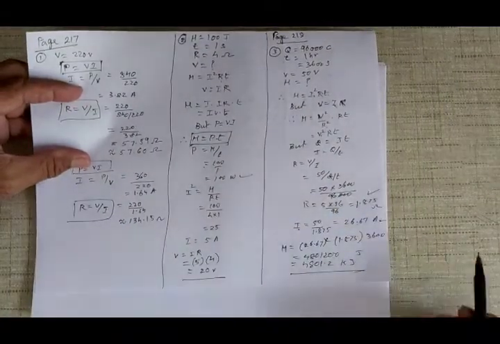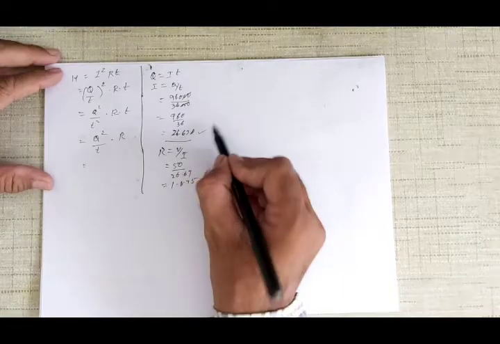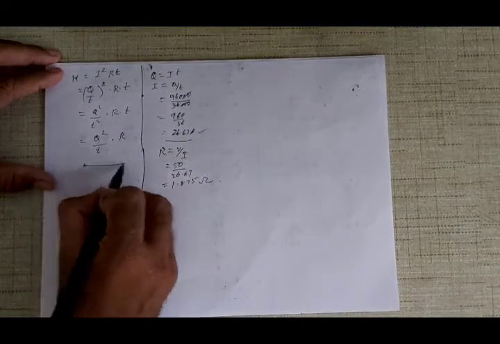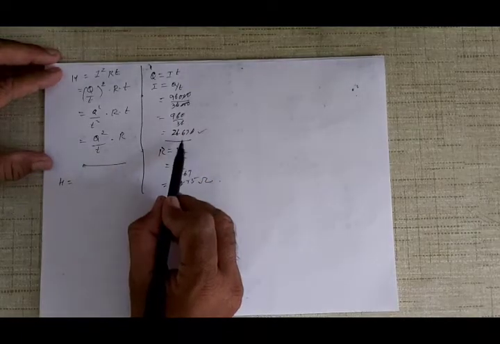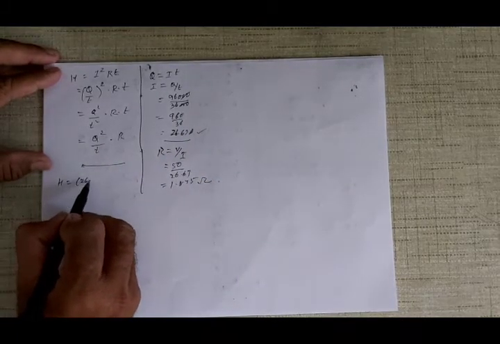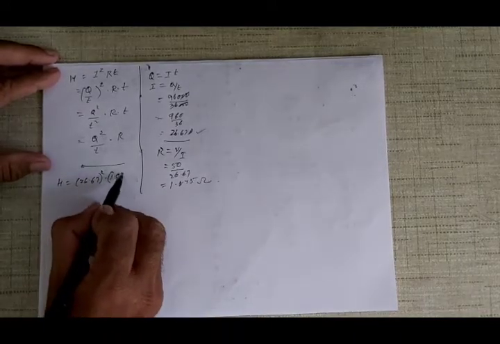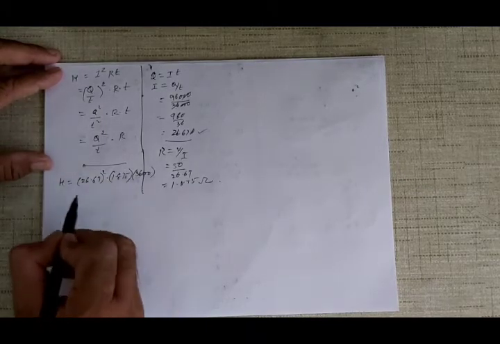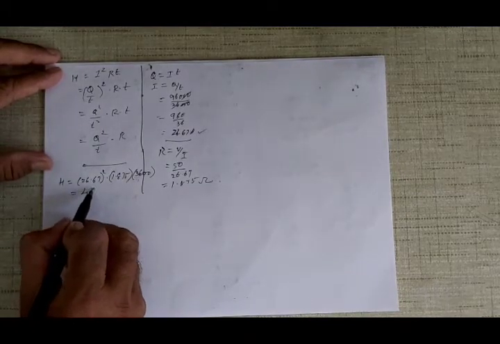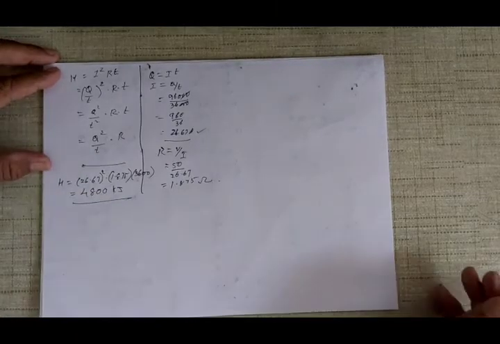Now what resistance did we get here? Again you can see 1.875 ohms. It is the same thing. You can do it in a different way. So now I have got resistance and I have got current both. So now if I put this value, H is equal to I squared R T. What is I? I is 26.67 squared, resistance 1.875 and time is 3,600 seconds. If you multiply this, again you will get 4,800 kilojoules. You will still get the same answer.